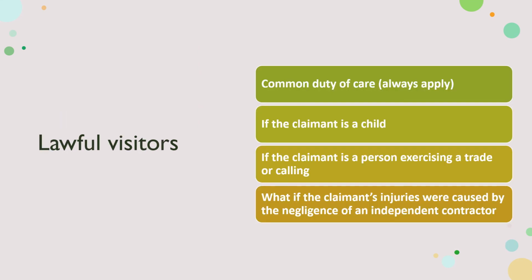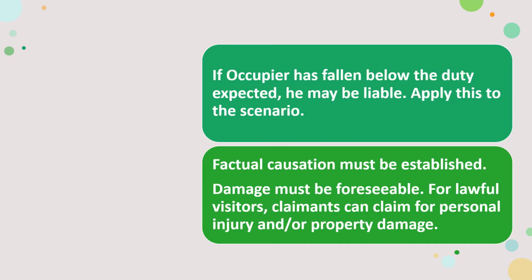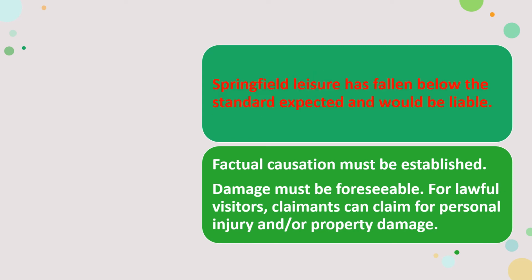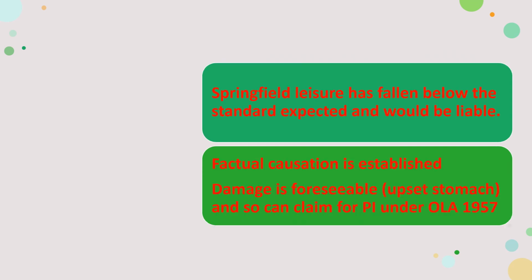Now the claimant is a child, but the claimant is not exercising a trade or calling. Lisa's not doing the job. What if the claimant's injuries are caused by the negligence of an independent contractor? Again, this is not applicable in this situation. Now, has the occupier fallen below the standard? Without doubt. Leaving berries accessible, we know through case law that they should take care. They haven't here. Factual causation is established.